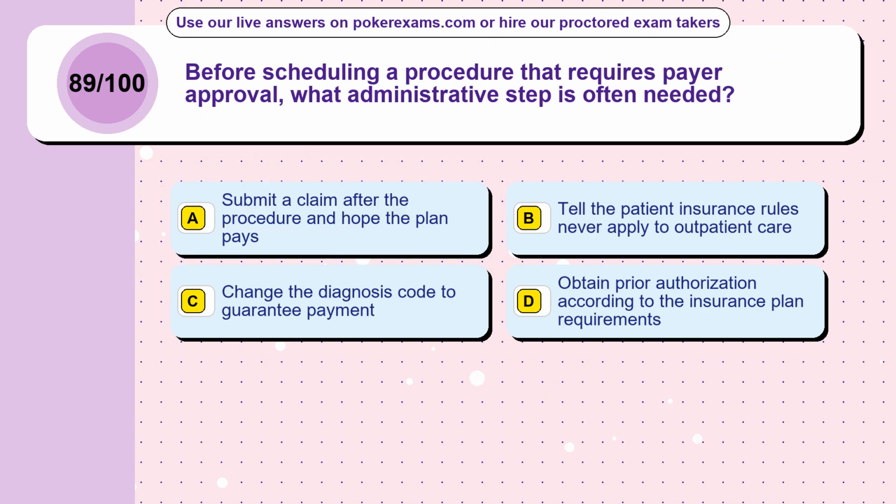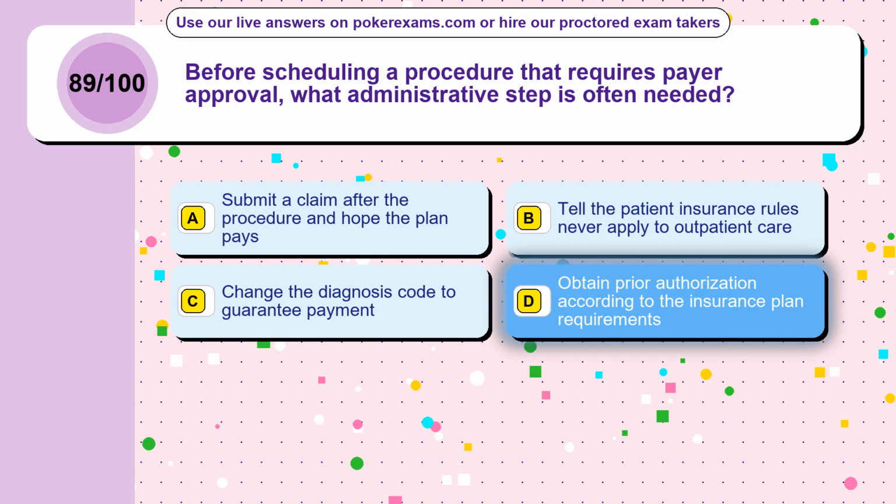Question 89. Before scheduling a procedure that requires payer approval, what administrative step is often needed? Option A. Submit a claim after the procedure and hope the plan pays. Option B. Tell the patient insurance rules never apply to outpatient care. Option C. Change the diagnosis code to guarantee payment. Option D. Obtain prior authorization according to the insurance plan requirements.